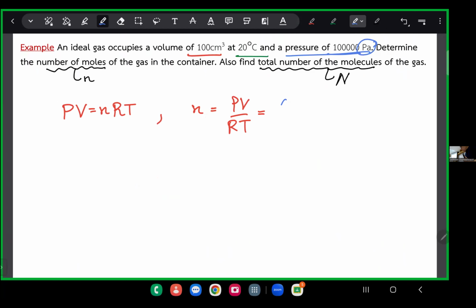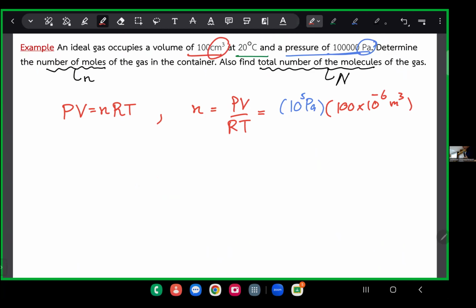So let me put 10 to the 5th Pascal. So that's checked. What about volume? The volume is not yet. It's still cubic centimeter. So you must convert that into cubic meter. You multiply by 10 to the negative 6. Everyone good? So I just do the unit conversion from cubic centimeter to cubic meter.